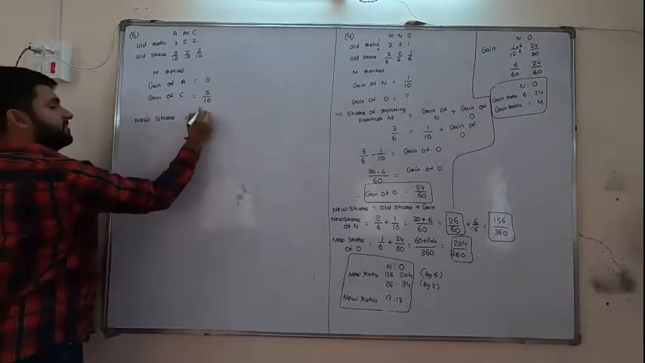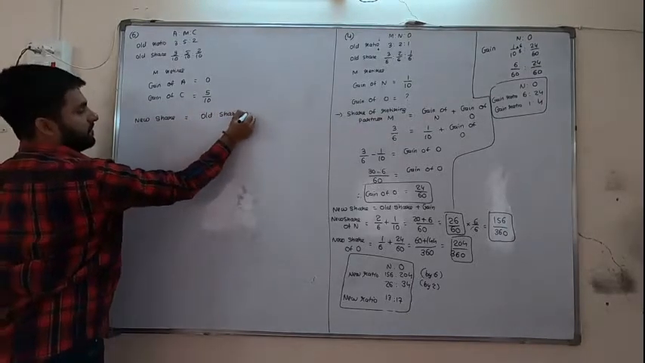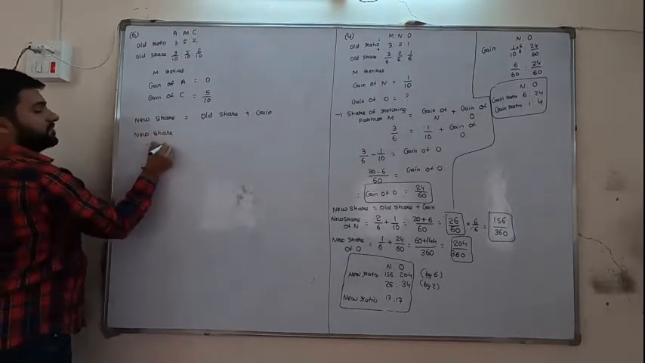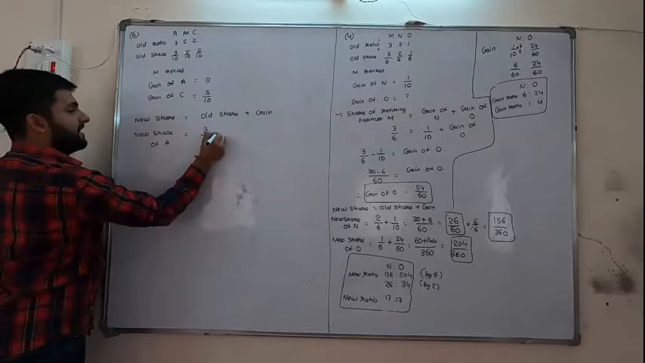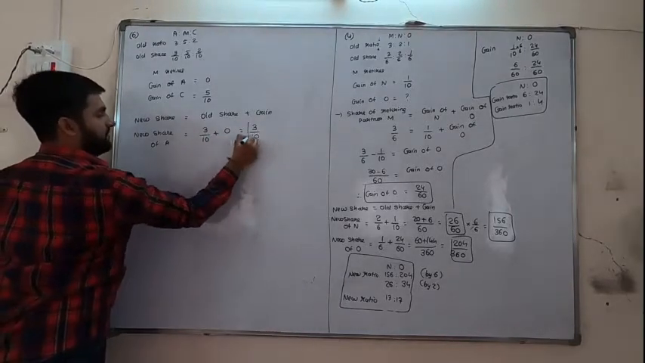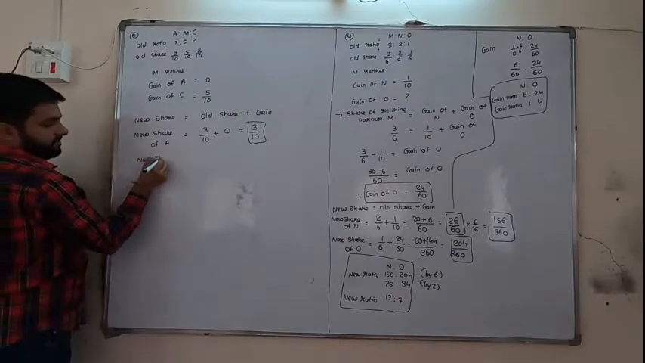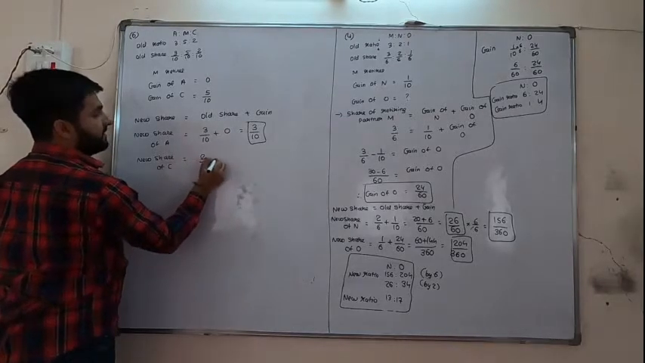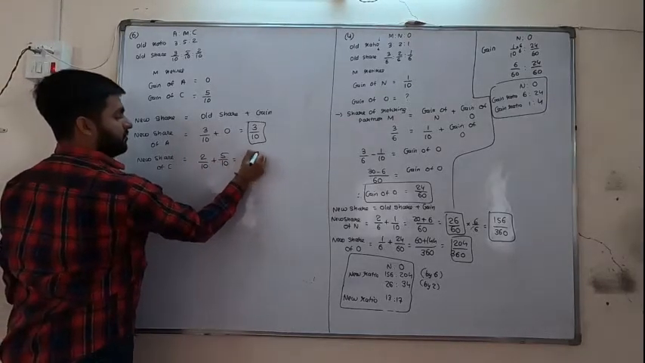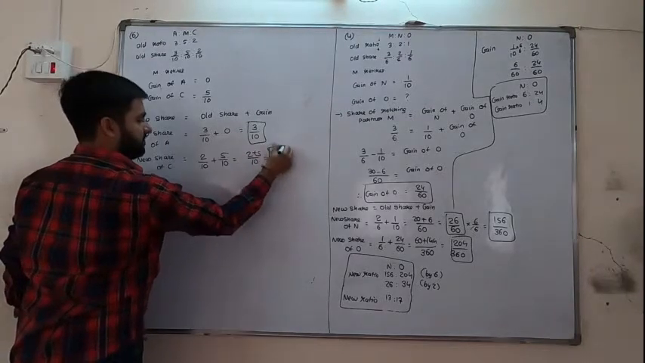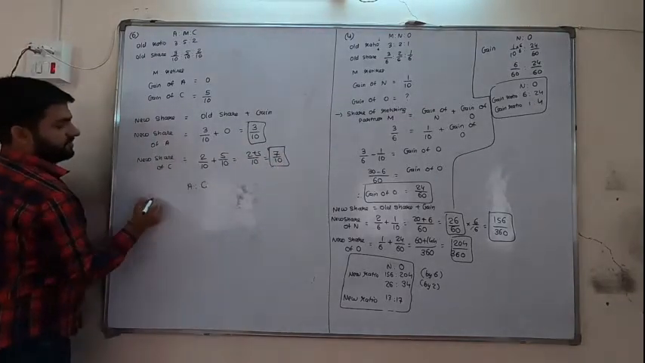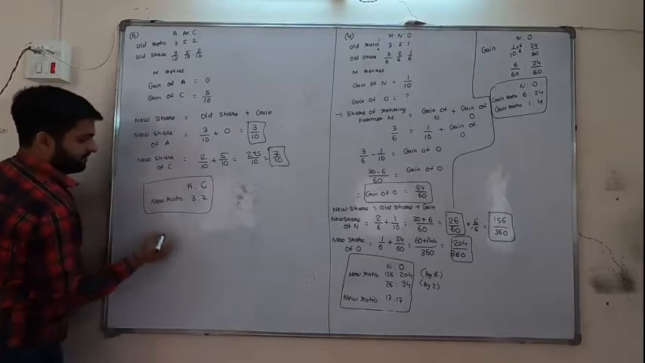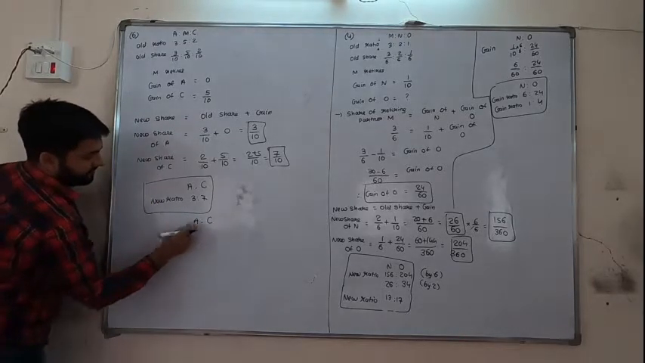Gaining shares, so new share is equal to old share plus gain. New share of A: A's old share is 3/10, A's gain is 0, so new share is also 3/10. New share of C: old share of C is 2/10, gain is 5/10, so 2 plus 5 is 7/10. So between A is to C, new ratio would be 3:7.